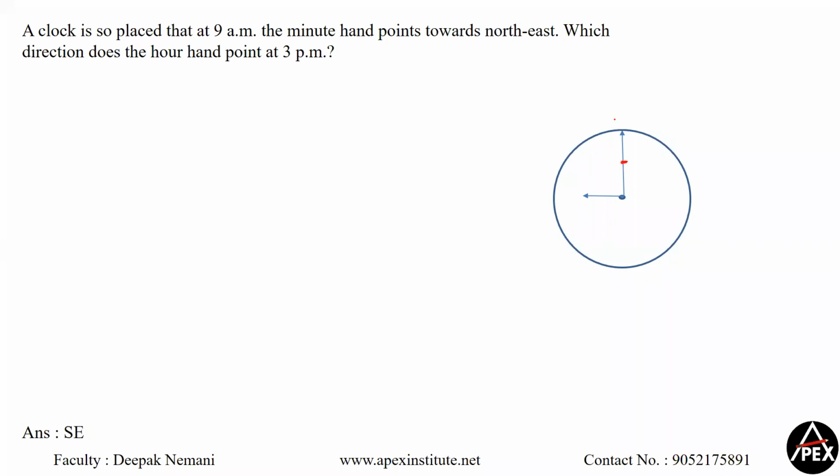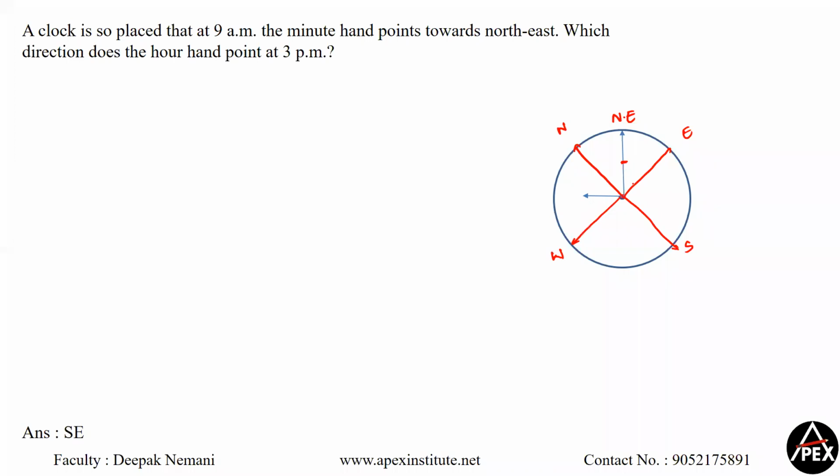Yeah. So this is northeast. Okay. So if this is northeast, I can say this is north, this will be east, and this will be south, and this will be west, isn't it? So at 9 o'clock, the minute hand points towards northeast.